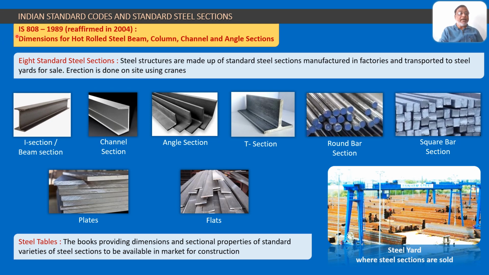Now the IS 808-1989 provides us steel tables. Steel tables are the books which are containing the properties and dimensions of the standard varieties of steel sections to be available in the market for construction. So the steel table tells us that throughout the country, you will be having all these cross sections and all these standard dimensions of the steel sections. So that was an introduction of the 8 steel standard sections and the introduction of steel table.